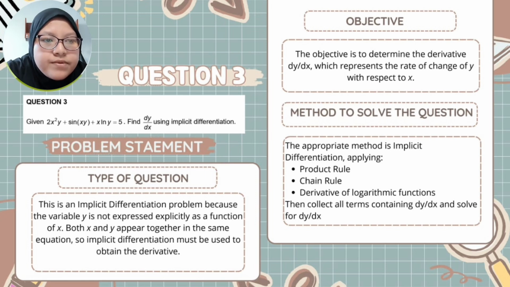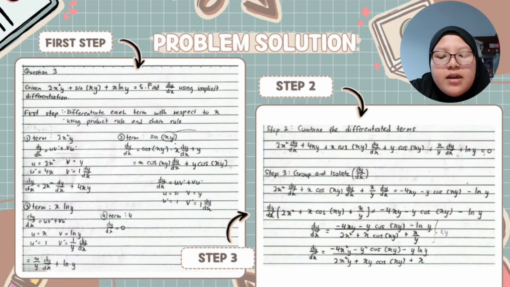implicit differentiation, applying the product rule, chain rule, differentiation of logarithmic functions, and collection of all dy/dx terms and solving for dy/dx. Next, I'm going to explain the problem solution for question 3. First step, we need to differentiate each term with respect to x using the product rule and chain rule.